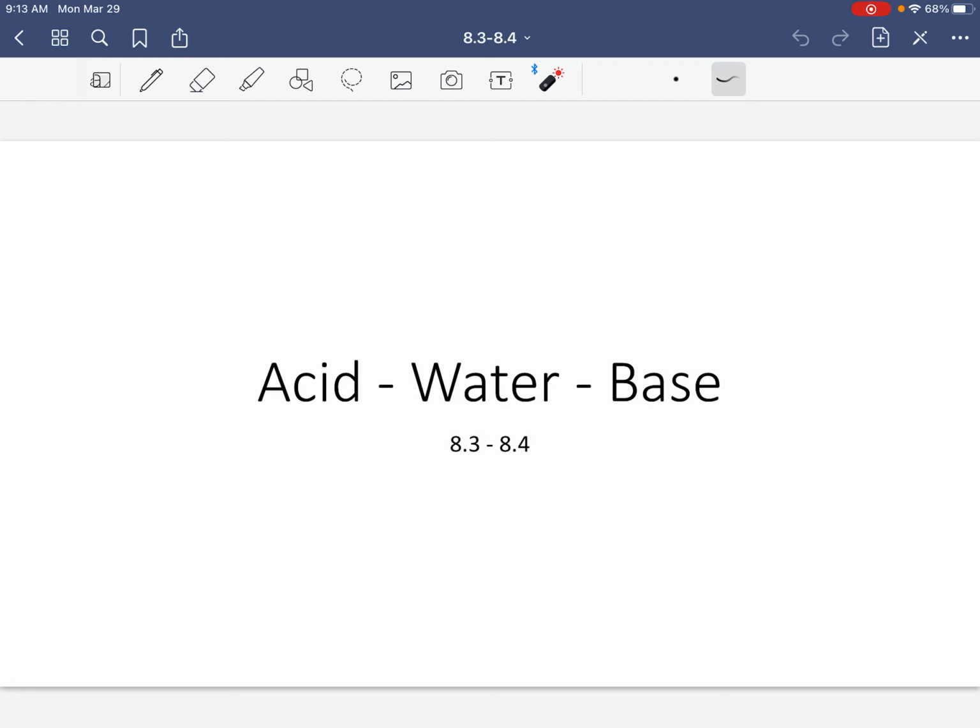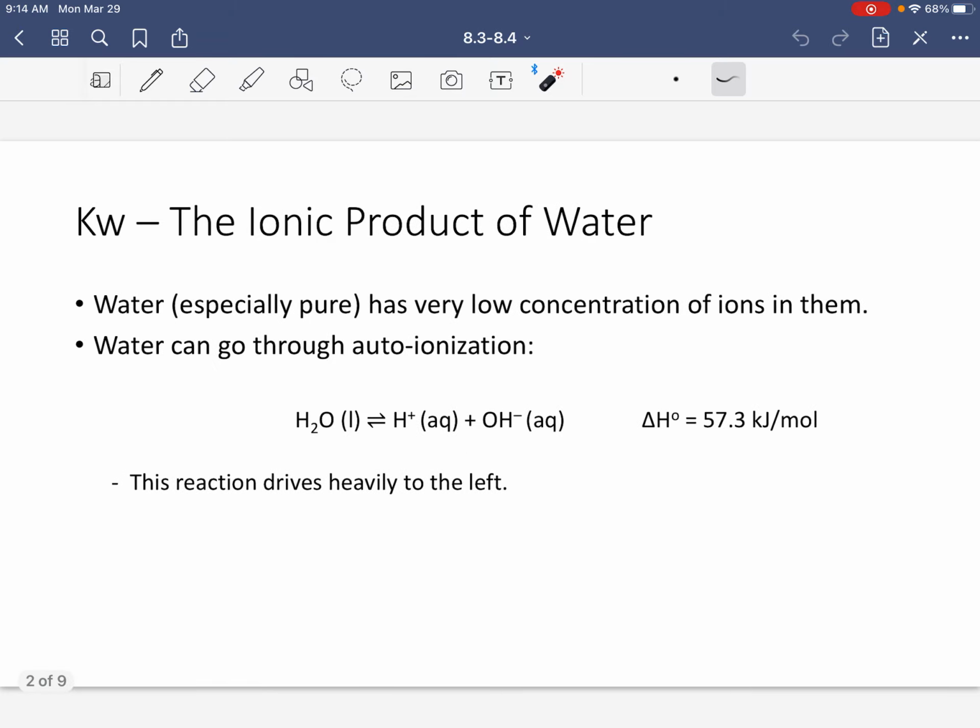Now we know how to calculate pH, concentration of H, concentration of OH, and stuff like that. Let's move on to things a little bit more advanced, and let's talk about acid, base, and water. Before we begin, let's take a look at a new variable, a new term.